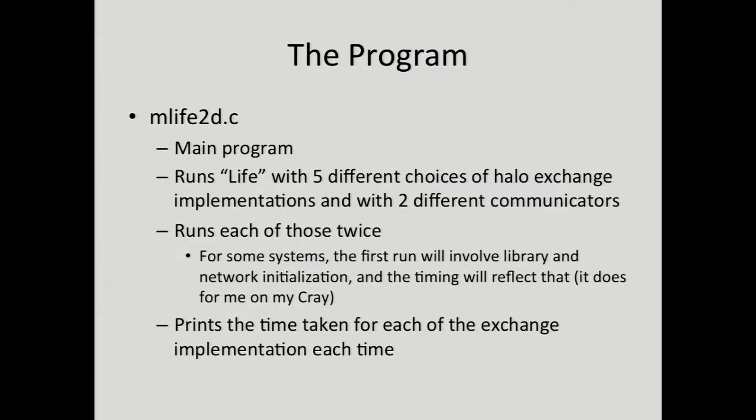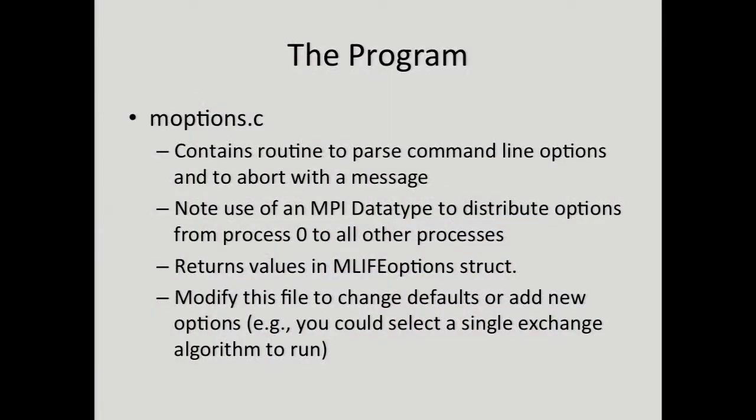And then it prints the time taken for each of the iterations and for each of the exchanges. So you can see how much time is taken for the whole generation step, including the computation, how much time is taken for the communication. Okay. There is a file, options.c, which has a routine that parses the command line options. So that's where you can look to see what the options are. And if you want to change the code to do something else, like, for example, just run one of those exchanges at a time, that's where you would modify the code.